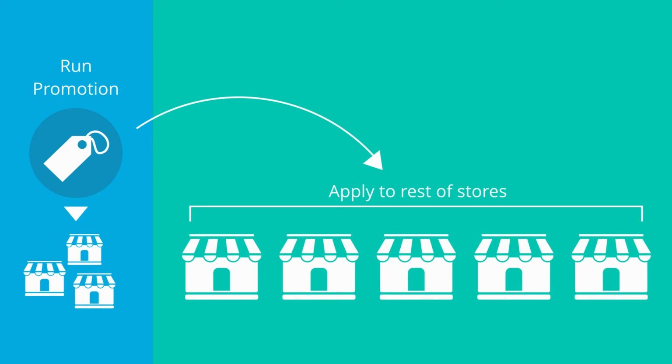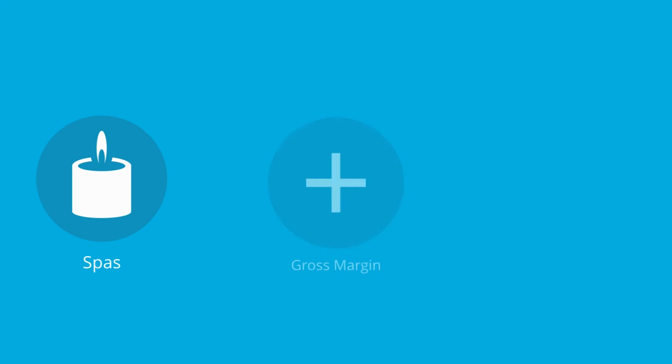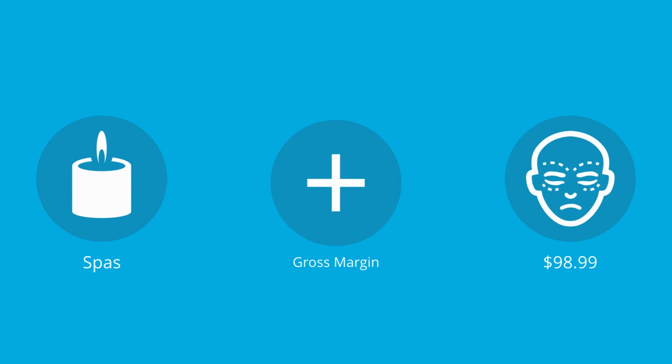Let's work through a detailed problem. Imagine that you work for a chain of spas. You're part of a team looking for ways to increase the gross margin, and you've decided to experiment with the price of facials. Currently, your stores offer facials for $98.99, and you'd like to predict whether a change in price would yield greater gross margin.